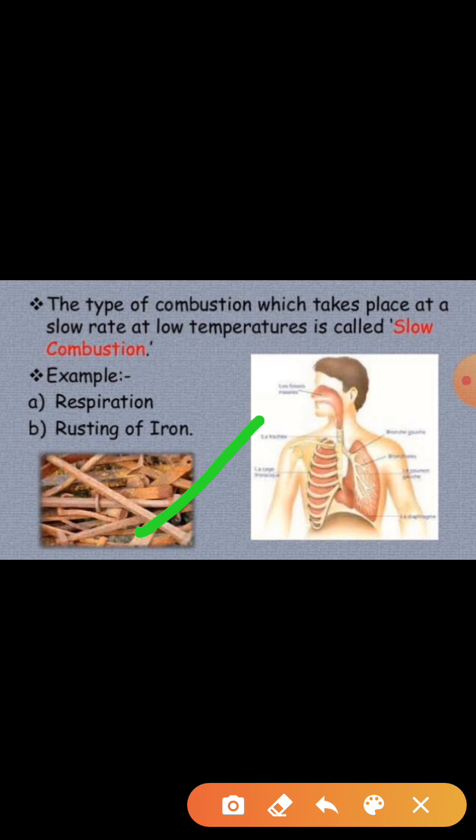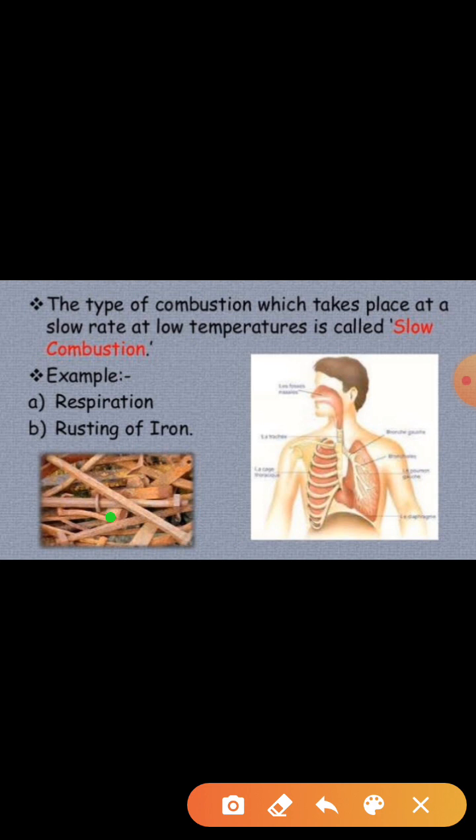Now children, you might think how rusting of iron and respiration are combustion. It is a type of combustion, the slow combustion, but how is combustion taking place here? Children, as I have told you the definition of combustion, it is a chemical process in which a substance reacts with oxygen to give off heat. Now, let's take the example of rusting of iron. Rusting of iron is a chemical process, and it takes place slowly. Slowly the iron gets rust.